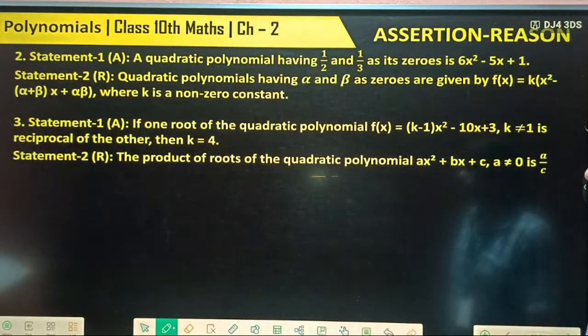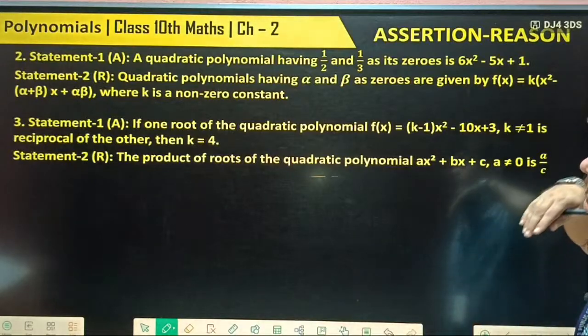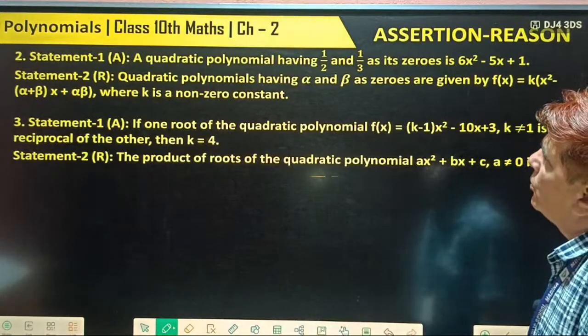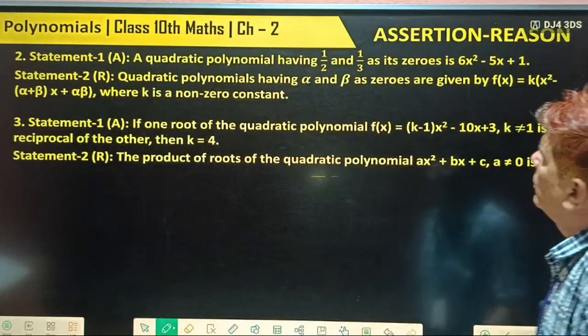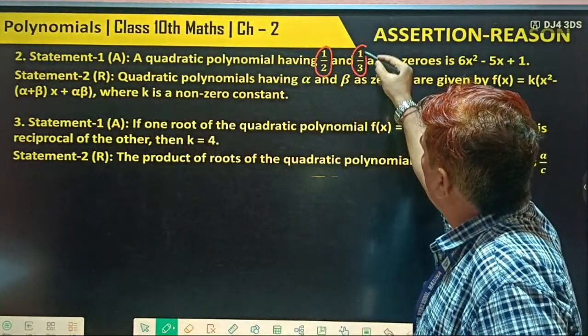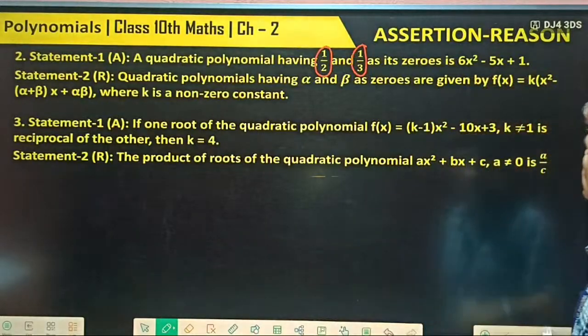Question number 2. Statement 1: a quadratic polynomial having 1 by 2 and 1 by 3 as its zeros is.